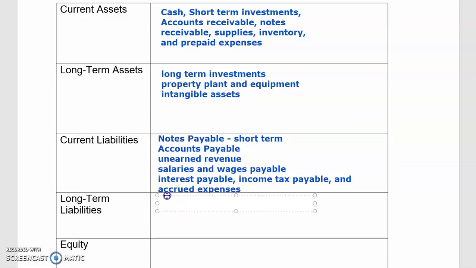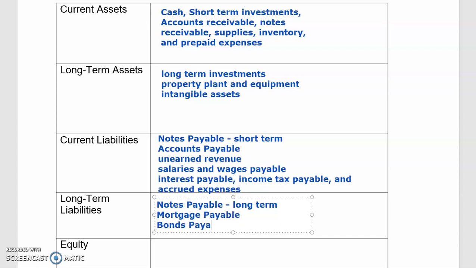In our long-term liabilities, we have the notes payable portion that we have longer than a year to pay, as well as mortgage payable and bonds payable. In our equity section, at this point of our class, we have two main categories. We have our common stock and we have our retained earnings.